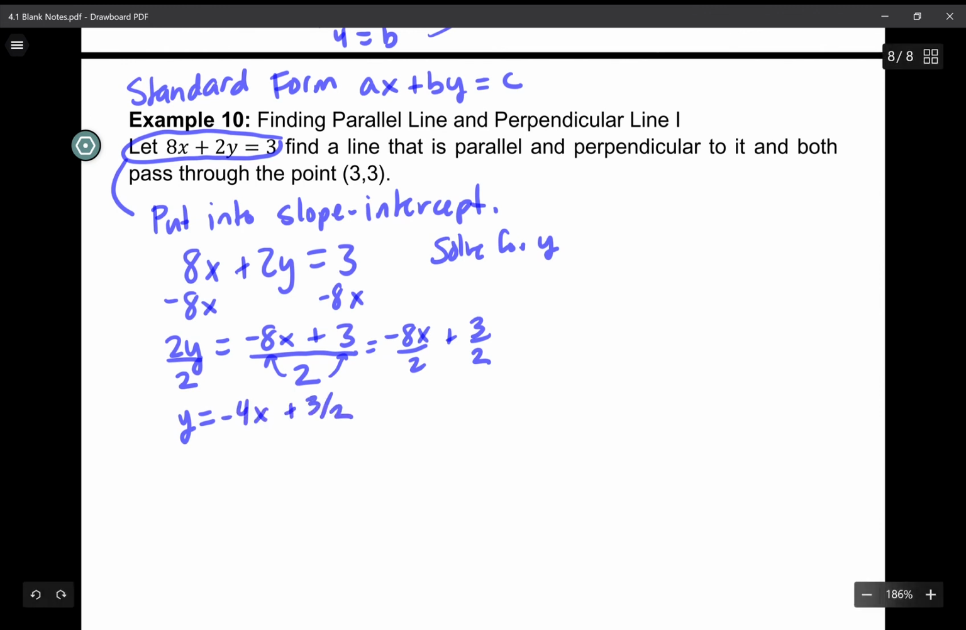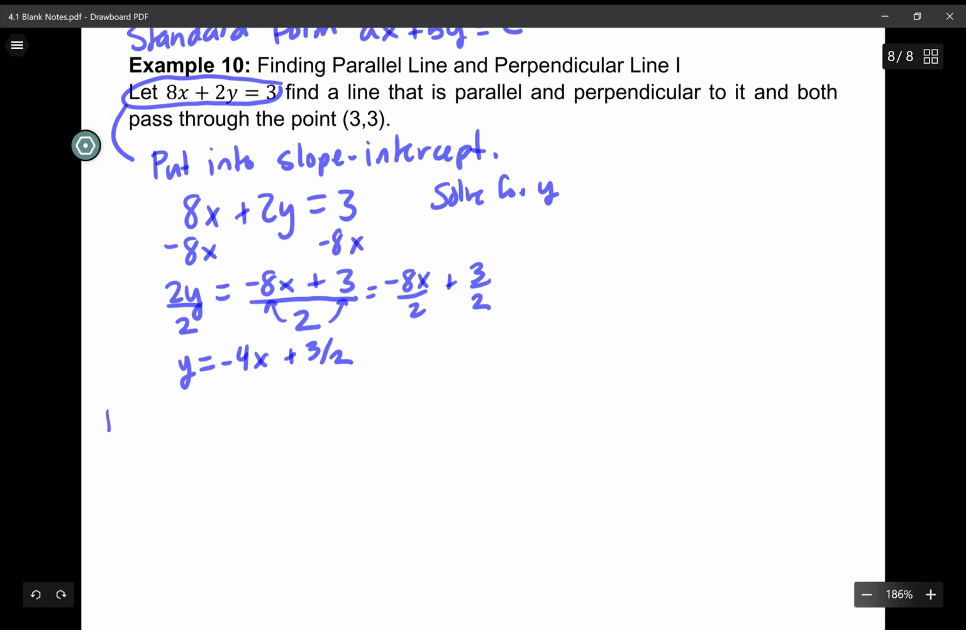All right, so now I've taken this equation in standard form and put it into slope-intercept form. And now finding a line that is parallel and perpendicular to it and both passing through (3, 3) shouldn't be too hard. Let's do the parallel one first. Parallel. Well, what's the slope? Well, it's the same, right? m equals negative 4. The slope is the same for a parallel line. We know a point on the line is (3, 3).